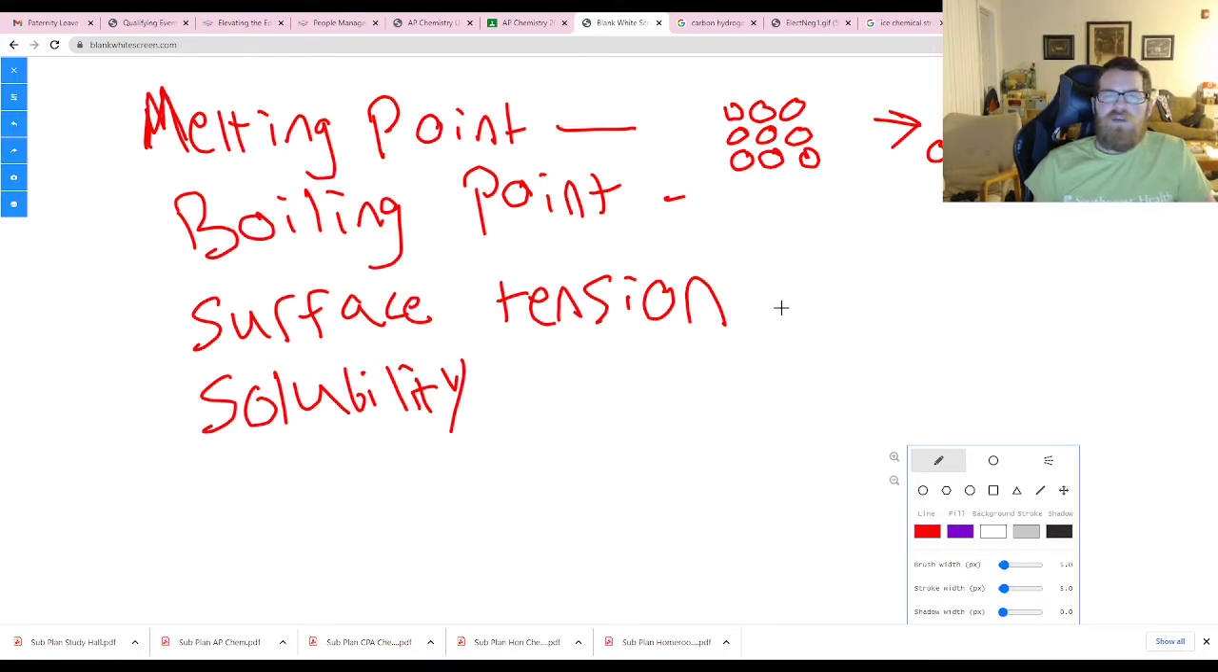This is actually why you feel surface tension. If you do a belly flop, the reason it hurts is because you are using the force of your body to physically push aside these bonds, these hydrogen bonds in the case of water.